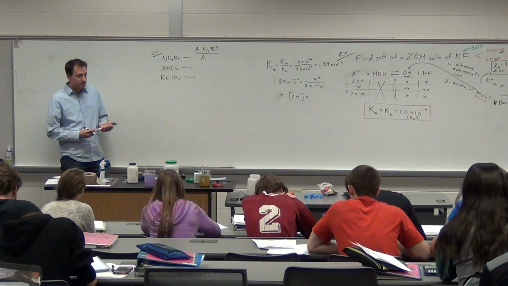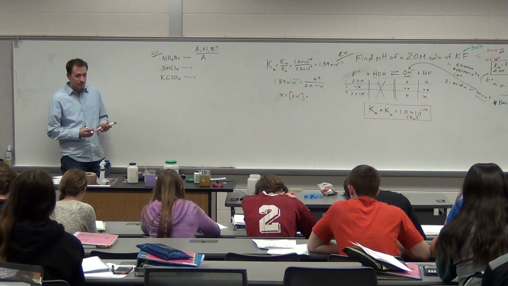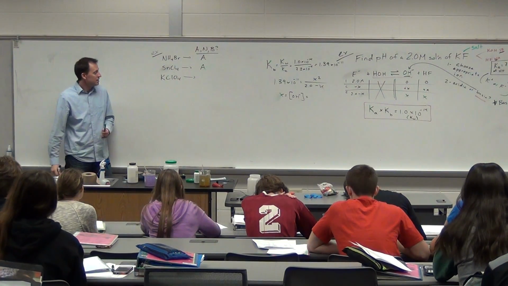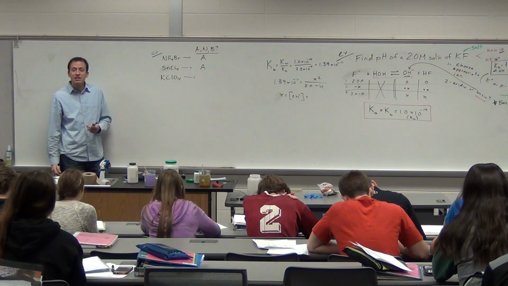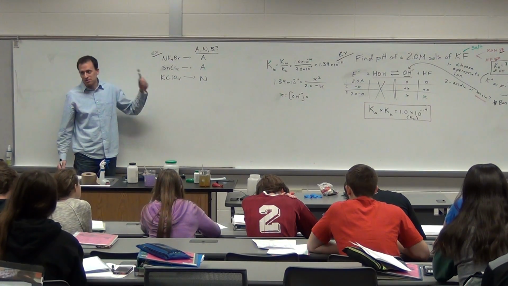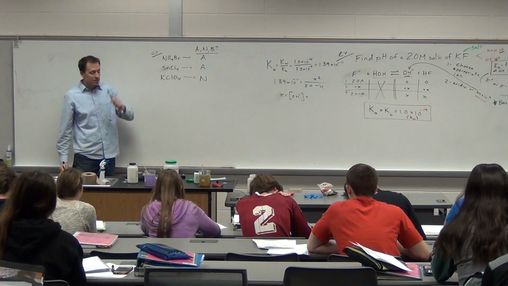Tin 4 chloride. Acidic again, HCl. Last one? Good. Neutral. KOH and HClO4, one of the more obscure strong acids. But that is the case.